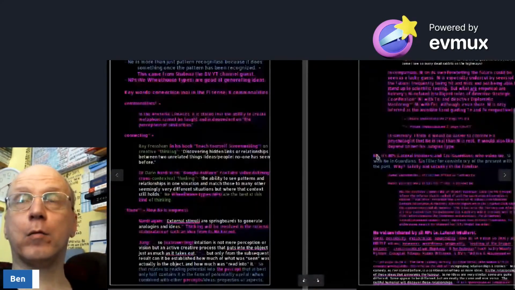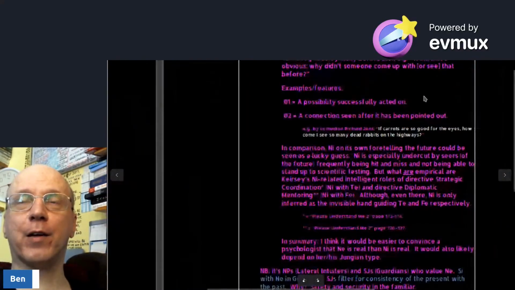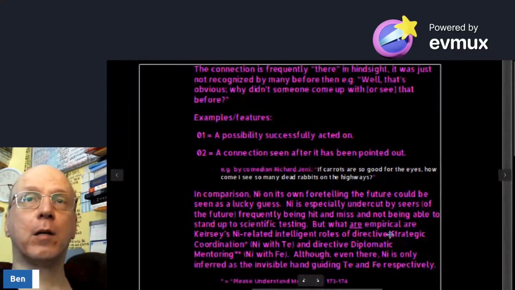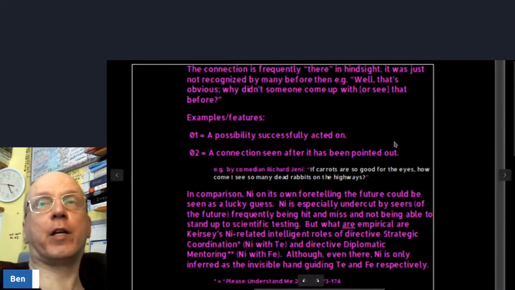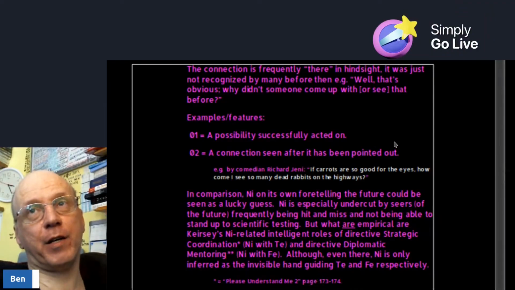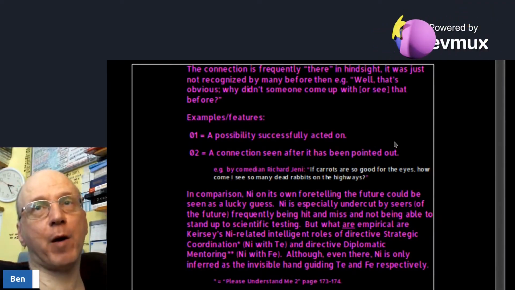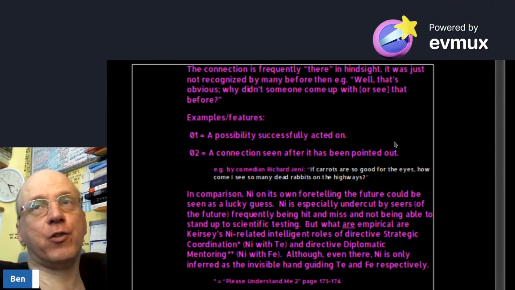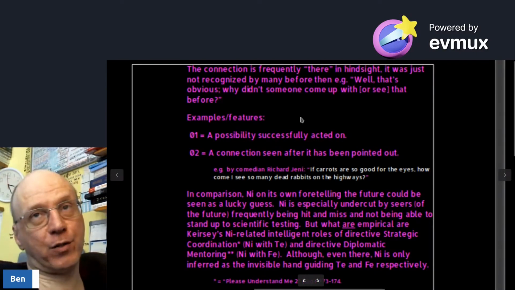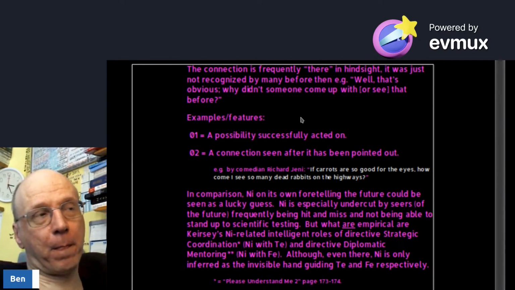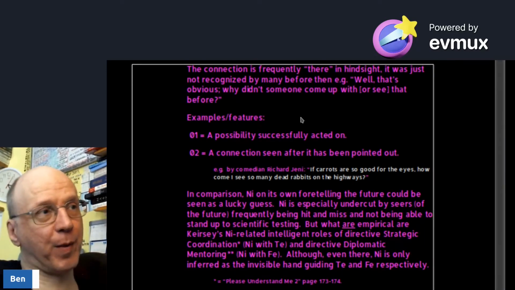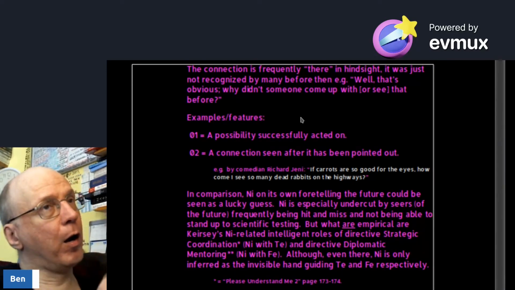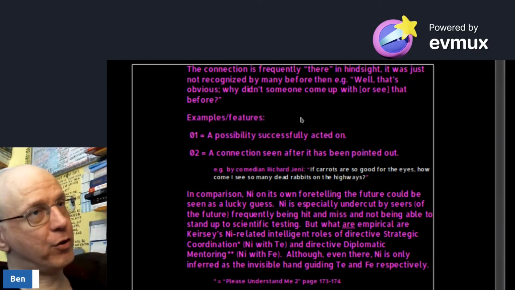Right, but I need to get more elaborate about this. The connection is frequently there in hindsight. It was just not recognized by many before then. E.g., well, that's obvious. Why didn't someone come up with that or see that before? So if a possibility is successfully acted on, then the NP, if you ask the NP to explain, you can say why, and it's like, oh, it must have been there all along because you succeeded.